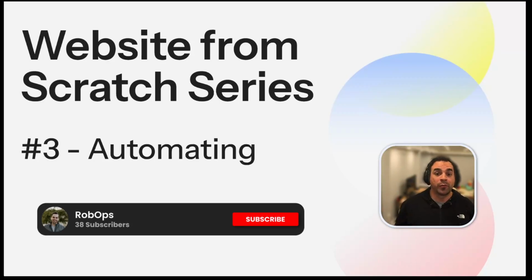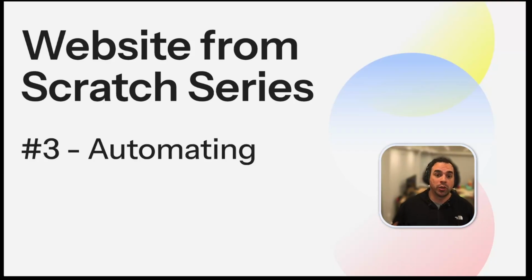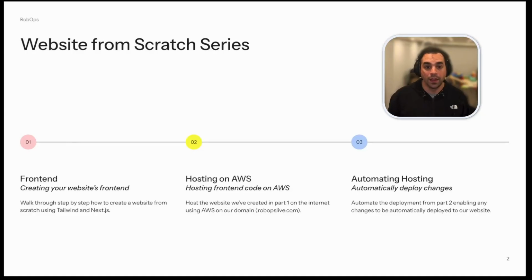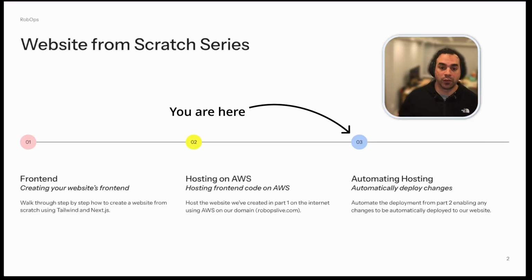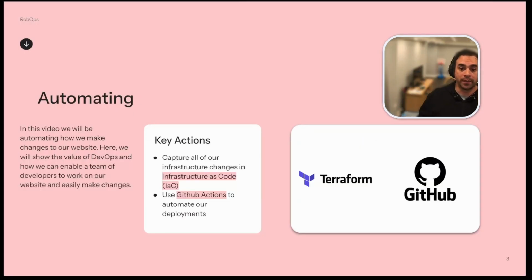Everyone, my name's Rob from RobOps, and today we're going to walk through turning our manual AWS setup into a push-to-deploy pipeline. This represents part 3 of our 3-part series on building a website from scratch. Today's video will be focused on automation.